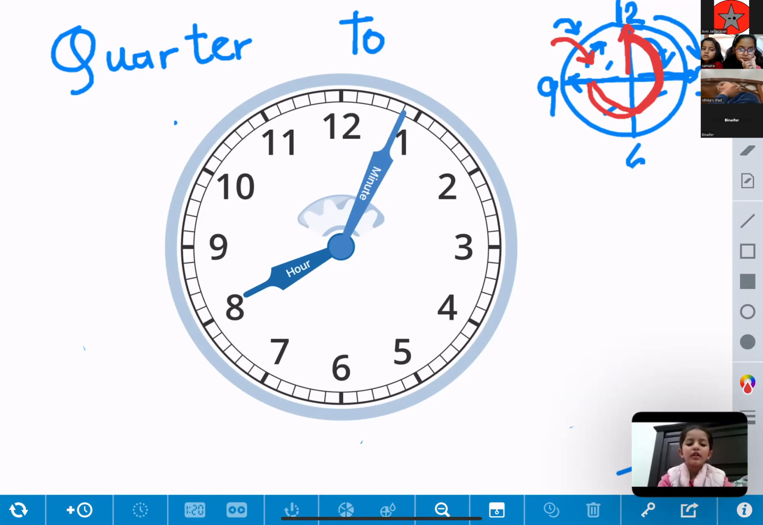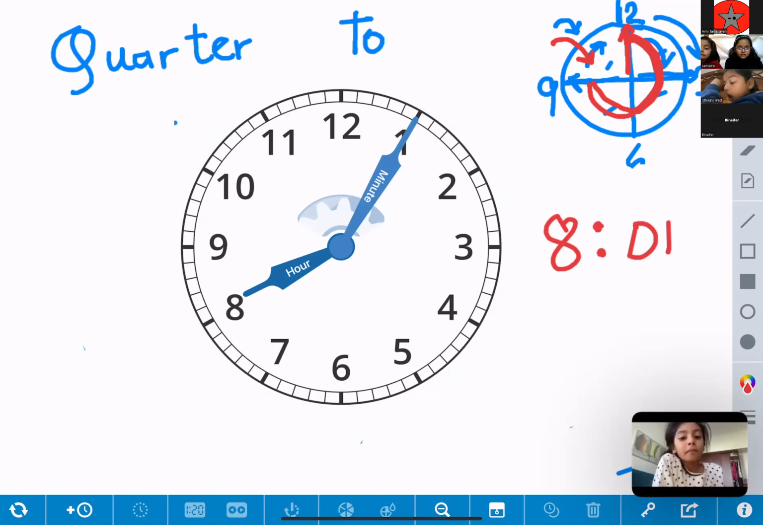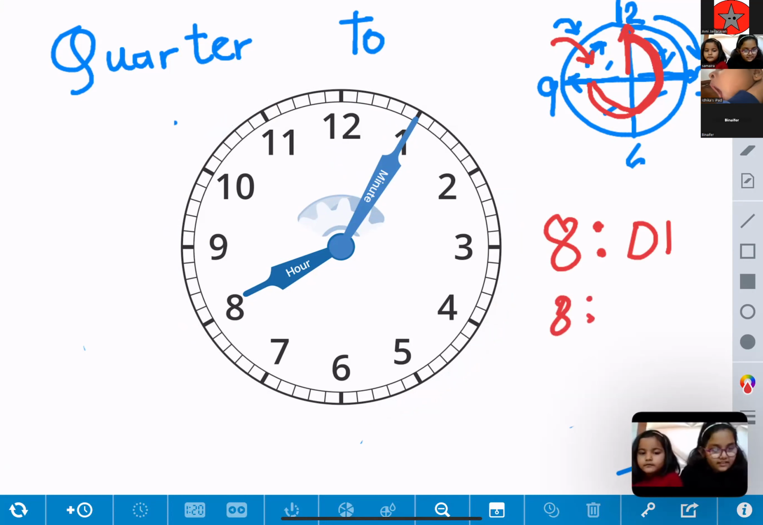If my minute hand is on 1, what should I write? Should I write 8:01 or something else? 8:05. 8:05 because we don't say 1. 1 is only for the hour hand. It is 8:05. Next is Idika's turn.